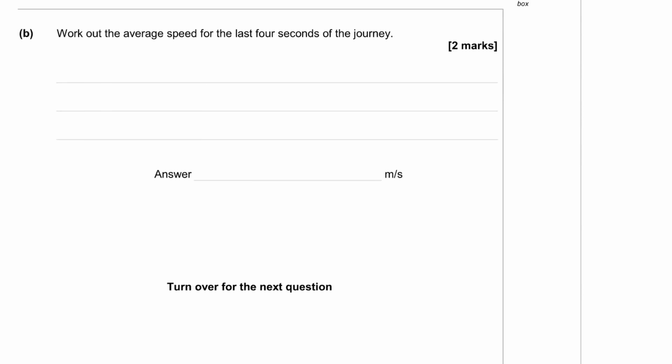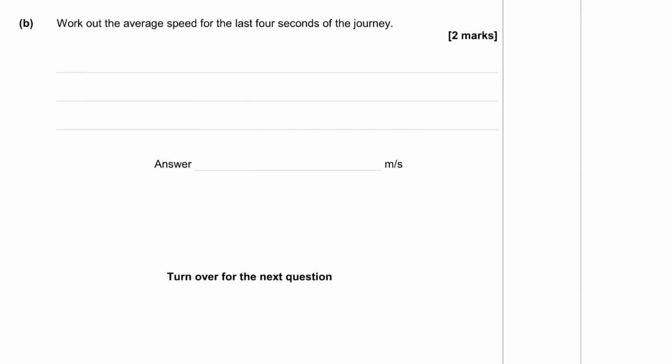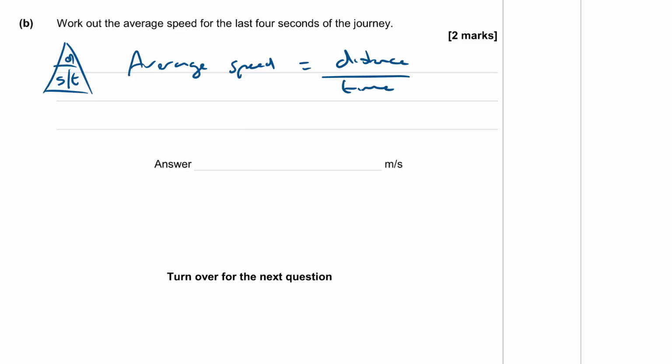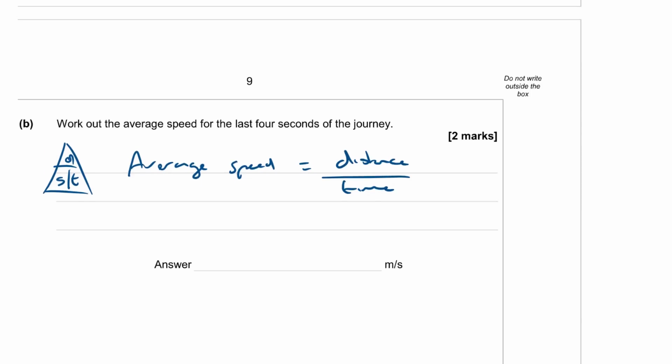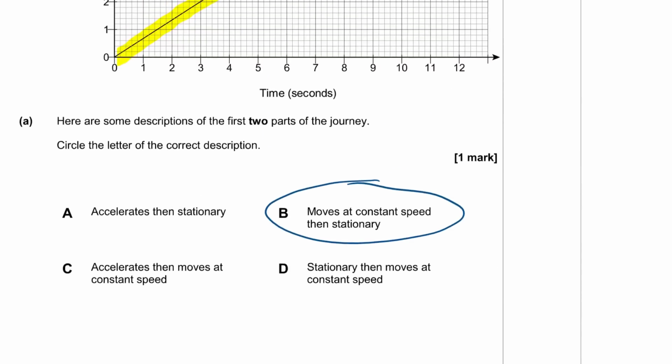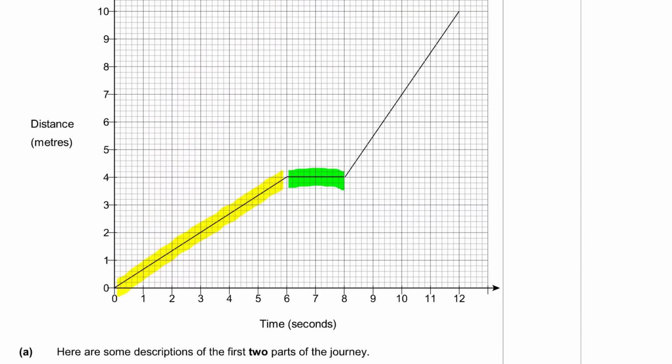Okay, for part B, it says work out the average speed for the last 4 seconds of the journey. So average speed, if you remember your DST triangle, average speed is equal to distance travelled divided by time taken. And from our diagram, the last 4 seconds is this part of the graph.